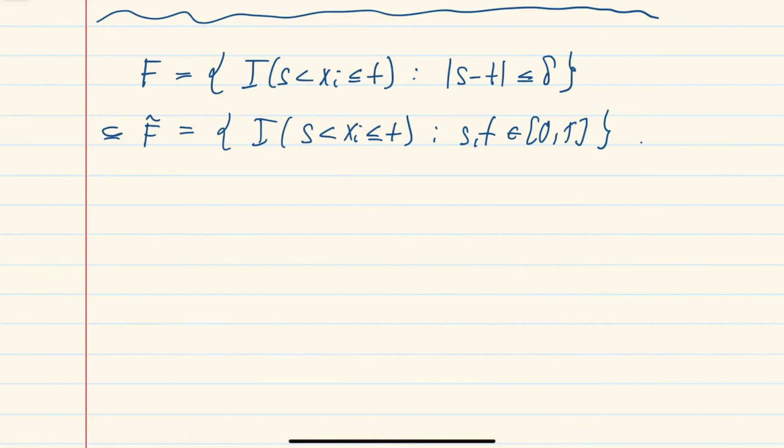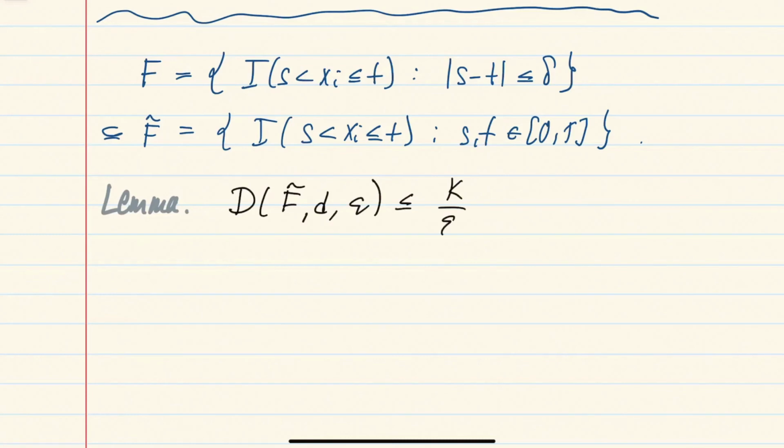And what we'll show right now is the following lemma: the packing number of this set F tilde with respect to the distance d at epsilon is bounded by some constant over epsilon to the fourth. And we can even get an explicit constant here. And I recall that the distance between two vectors that we work with is just the rescaled Euclidean distance.